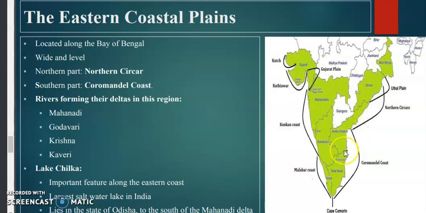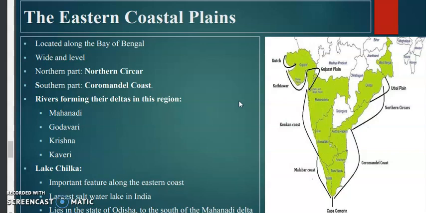Now, an important feature of the eastern coast, we can see Lake Chilika located over here. This white area is Lake Chilika. This is the largest saltwater lake of India, which lies in Odisha, south of the Mahanadi Delta. Now, what is a delta? A delta is a triangular shaped landform that is formed due to the depositional work of the river.